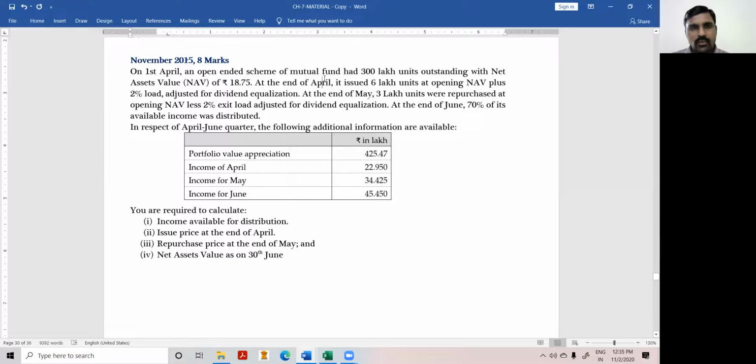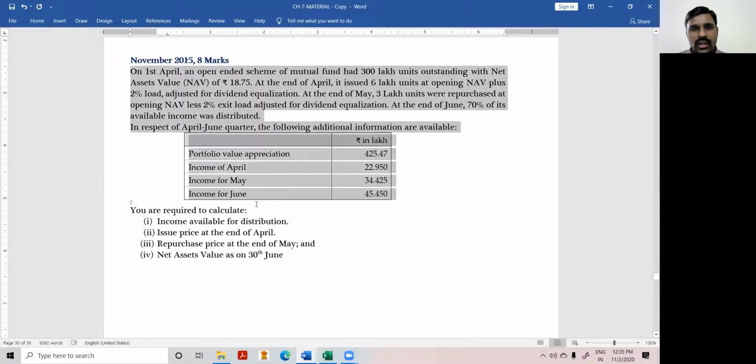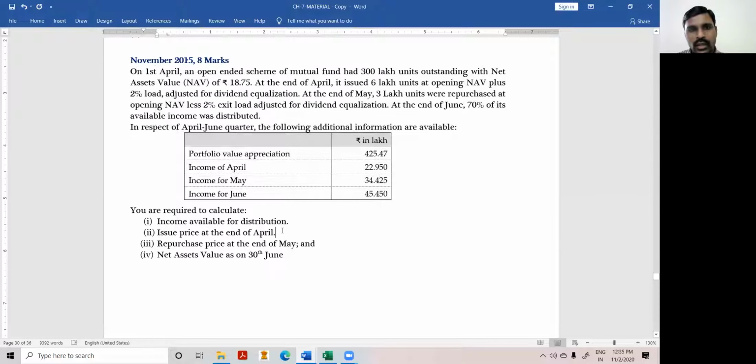Now I'll discuss one of the problems in mutual funds. It is a typical problem. A lot of conceptual knowledge is involved in this problem. Okay, let me read the problem once.